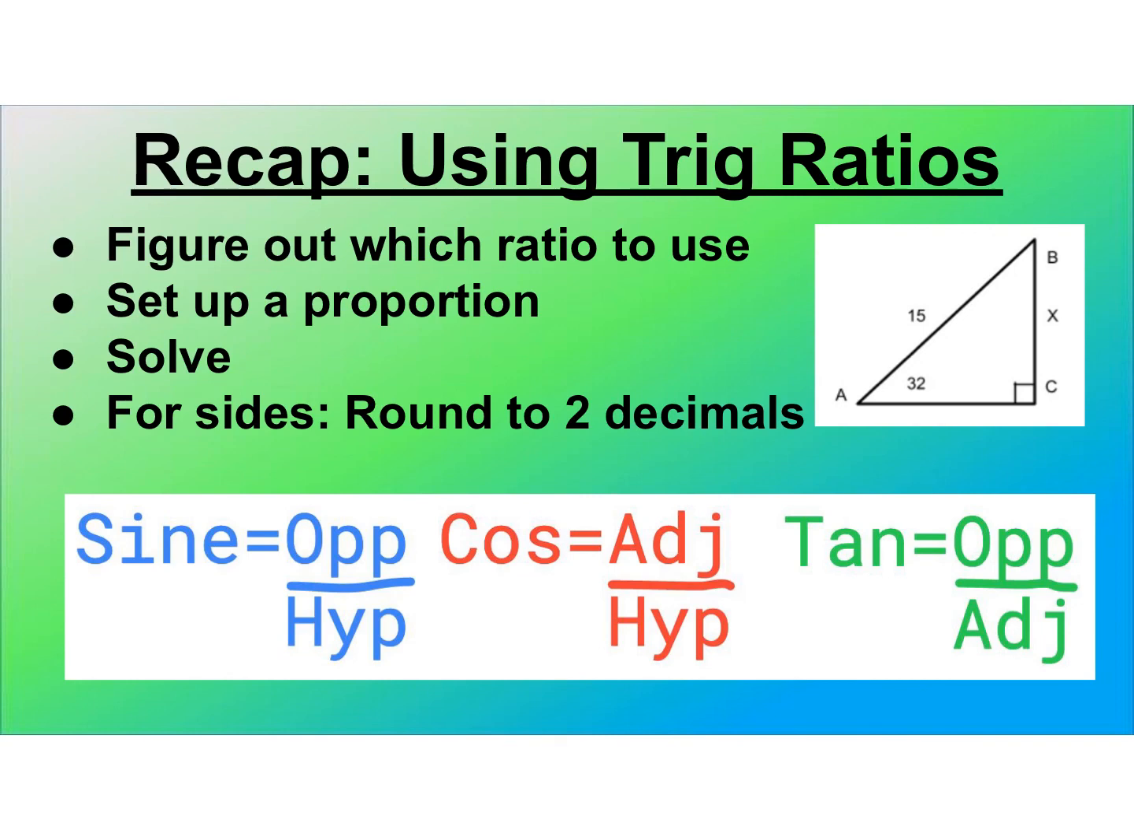So, always go to your angle first and then see what two pieces you're dealing with. And if you have 3 pieces, you'll be able to choose. But in this case, we have 2, which is my opposite and my hypotenuse. So I would choose the sine ratio. Set up your proportion, solve, and then for the sides, we're going to round to 2 decimals. Nice job.